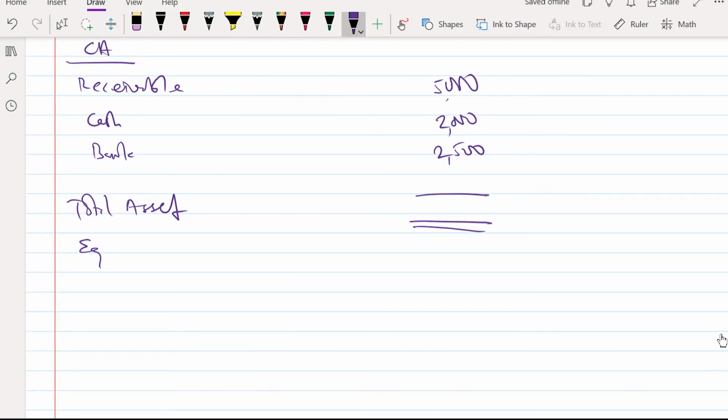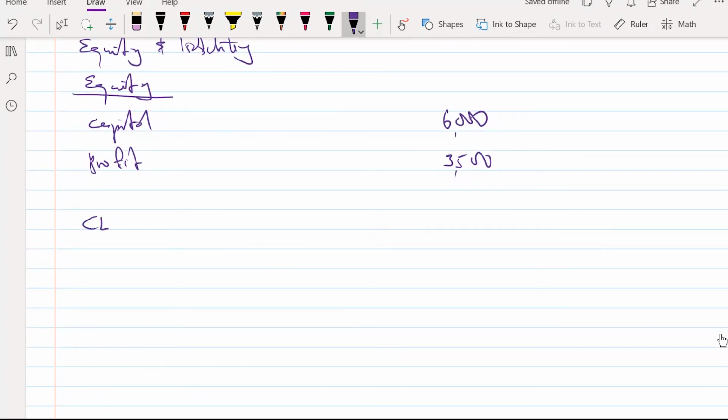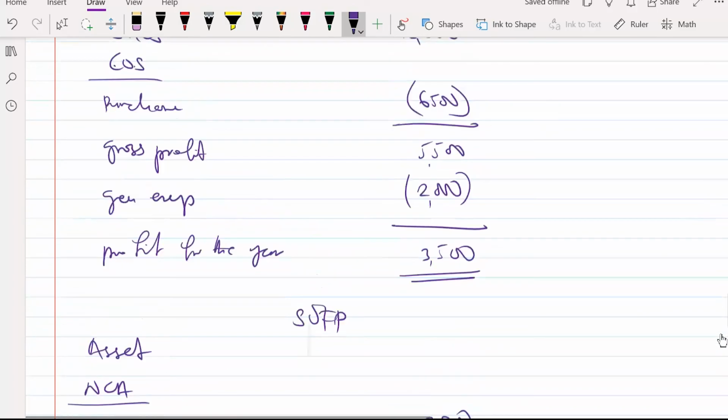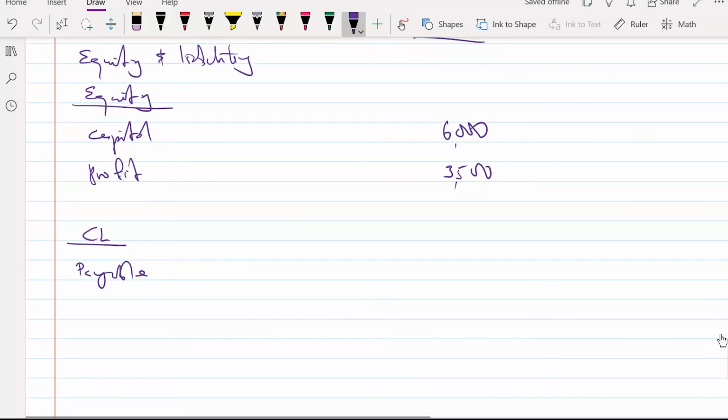For the equity and liability section, we have equity, and in equity we have capital, which is more like the share capital, 6,000. Then we have the profits, which is the retained earnings, and that is 3,005. And we have a current liability item here, which is payable. And what is the payable again? Payable is 3,000.